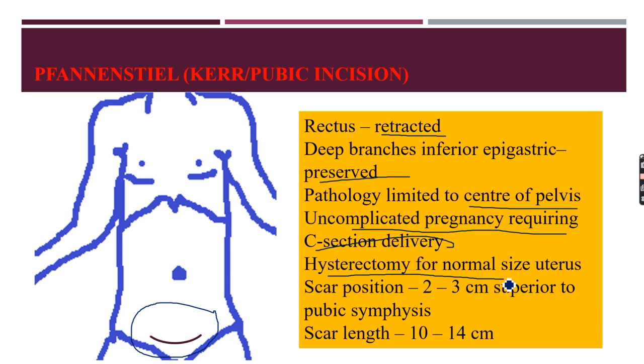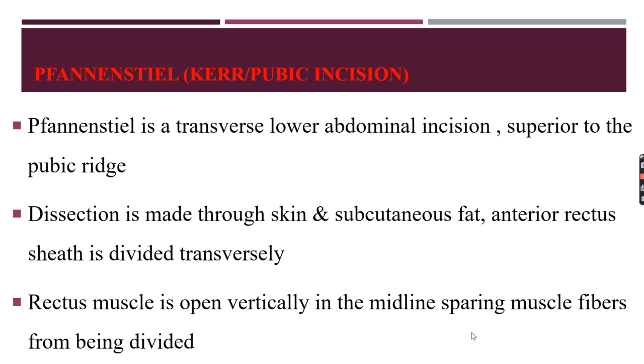Hysterectomy is possible for normal size uterus only, not for oversized uterus, and scar position is around 2 to 3 centimeters superior to pubic symphysis, right? Okay, and here the scar length is 10 to 14 centimeter, means both the things are lesser as compared to Millard incision. Clear? So always there could be a comparison between Venesteen incision and Millard. Just take care of this.